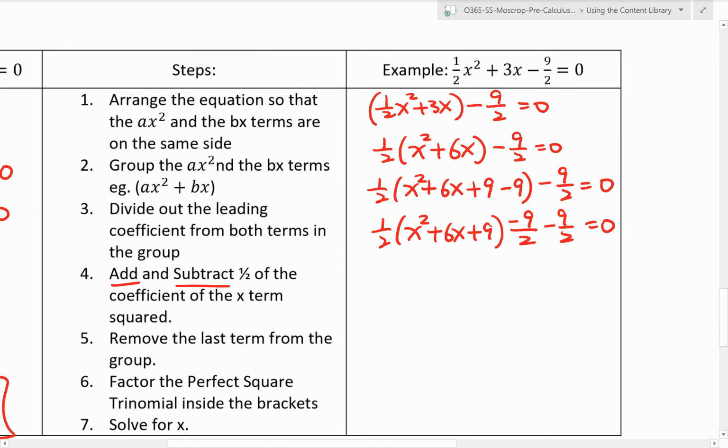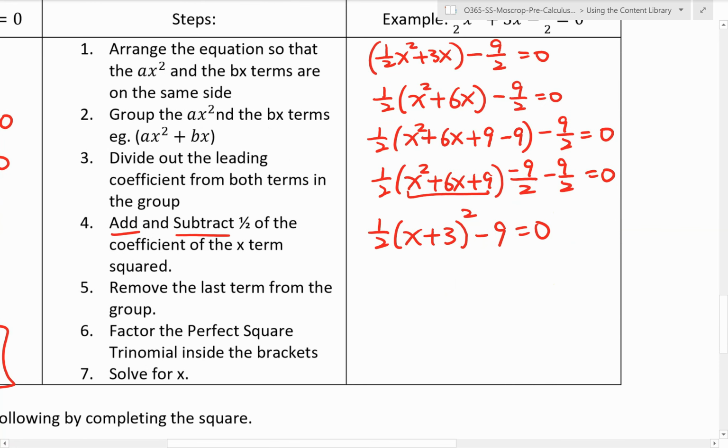Okay, now this is a perfect square trinomial. And again, like I mentioned earlier, this number is always half of the 6 right here, you can see. Okay, so squared. Negative 9 over 2 minus 9 over 2 is negative 18 over 2. And, well, 18 over 2 is 9, so I'm just going to write it as minus 9 right here.